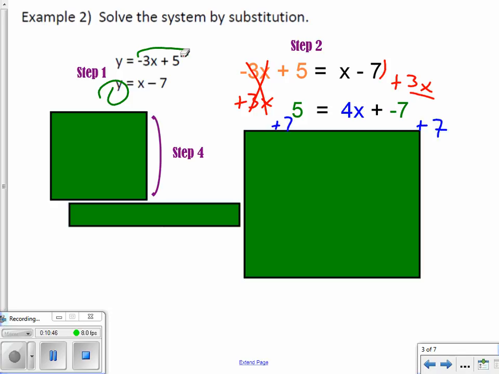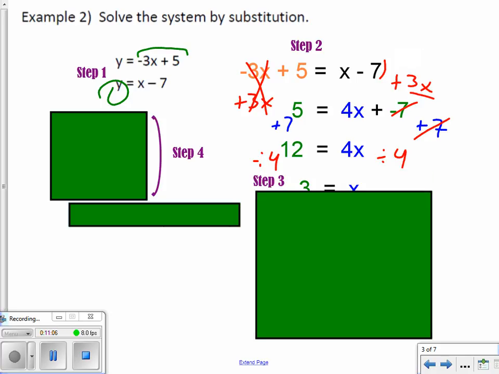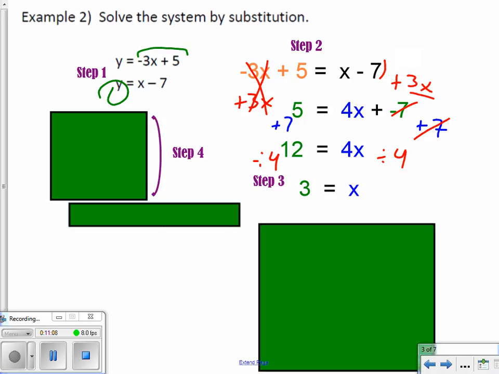So we have 5 plus 7 on one side, which becomes 12. This negative 7 and positive 7 go away, so we just have 12 equals 4x. Again, to get x all alone, divide both sides by 4. And we can see then that x equals 3. So we know in our solution, the spot where these two lines intersect each other, the x part of that coordinate is going to be 3.